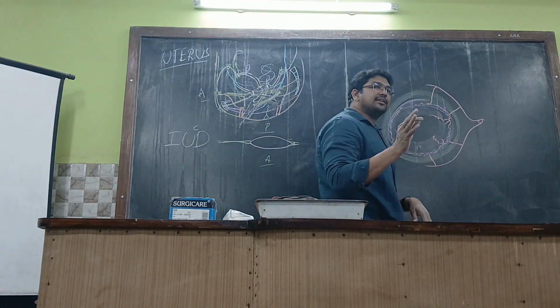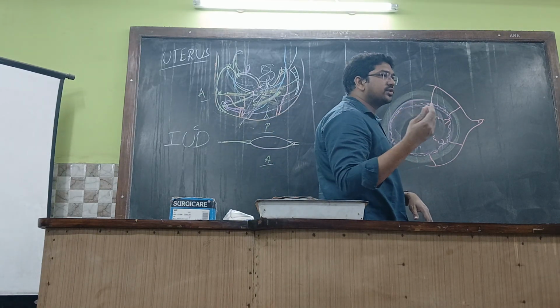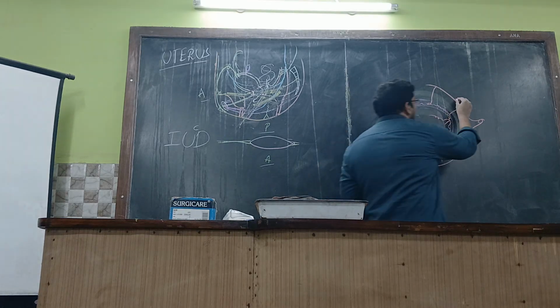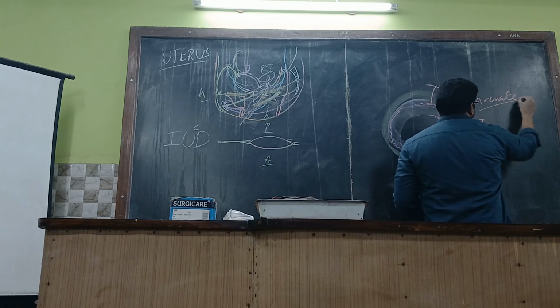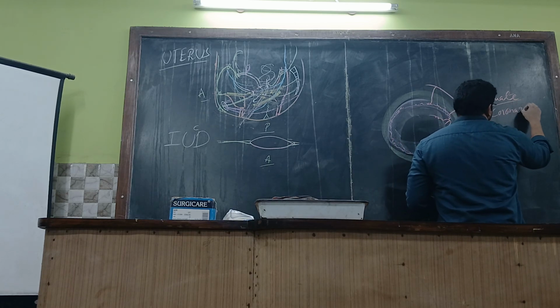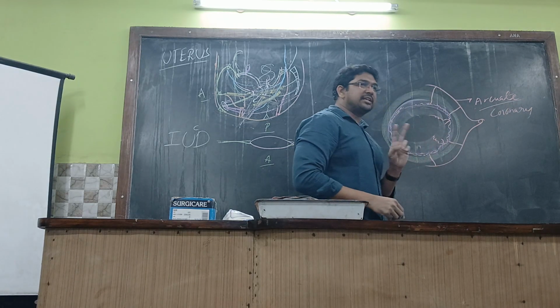So is it ciliated columnar epithelium or columnar epithelium in case of the uterus? Ciliated, sir. No, sir. Simple. So both are present, but in which situations?